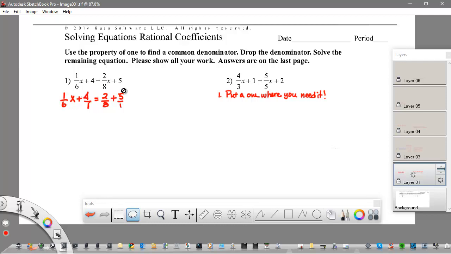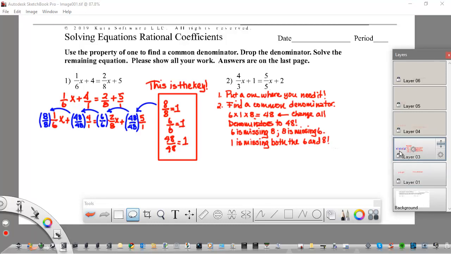When we do these type of problems, the first thing we want to do is put a 1 where you need it. Right here I have a denominator of 6, here I have an 8, but 4 and 5 don't have a denominator, so I have to put a 1 there. So put a 1 where you need it. Over here, if I was doing problem number 2, I would have to put 1 over 1 here, and 2 over 1. Hopefully you get that.